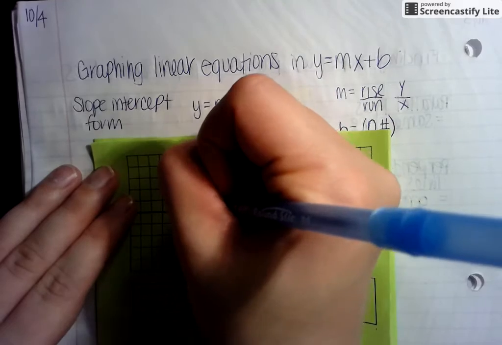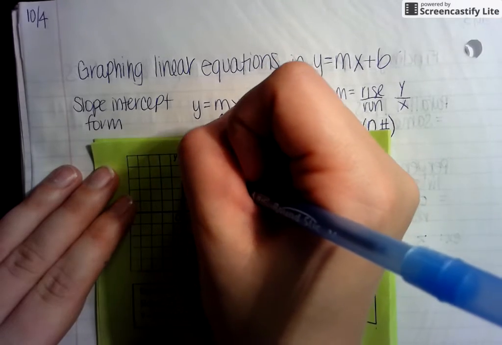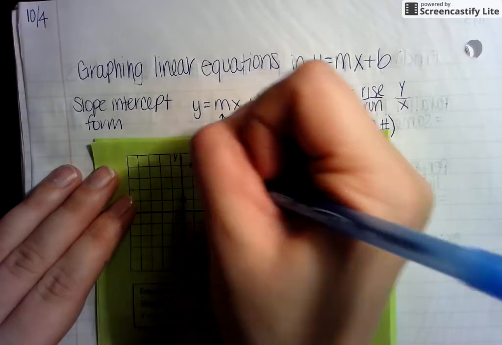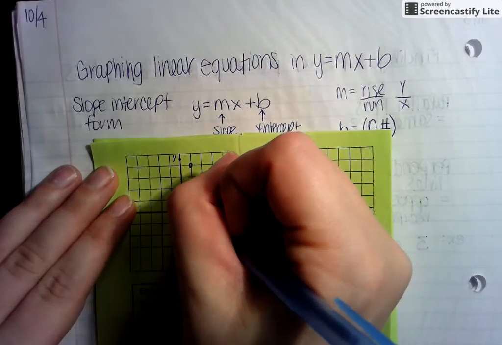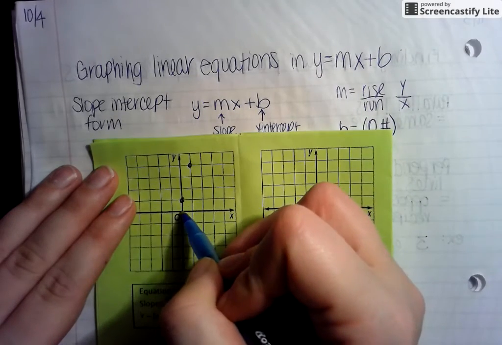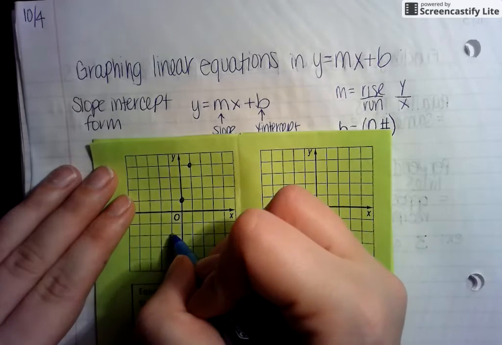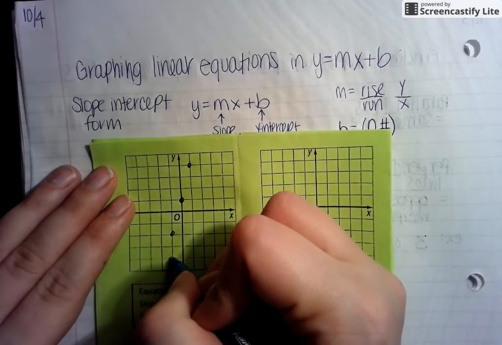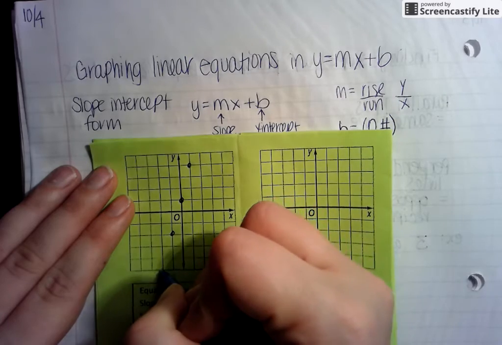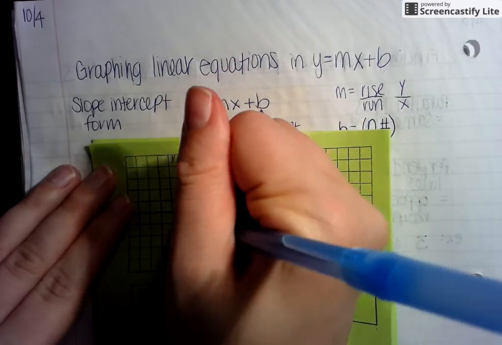I'm going to rise 3. So I'm going to go up 1, 2, 3, and go to the right 1. I'm going to go back to my y-intercept. I'm going to go down 3: 1, 2, 3, and go to the left 1, which made it positive again. Down 3 to the left 1, and then there's my graph.